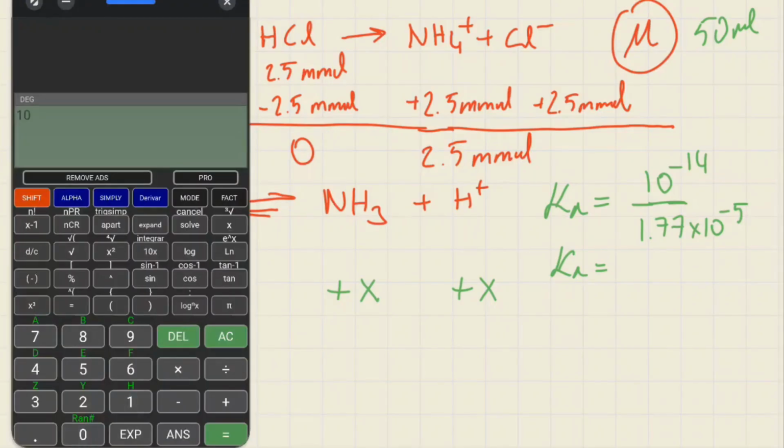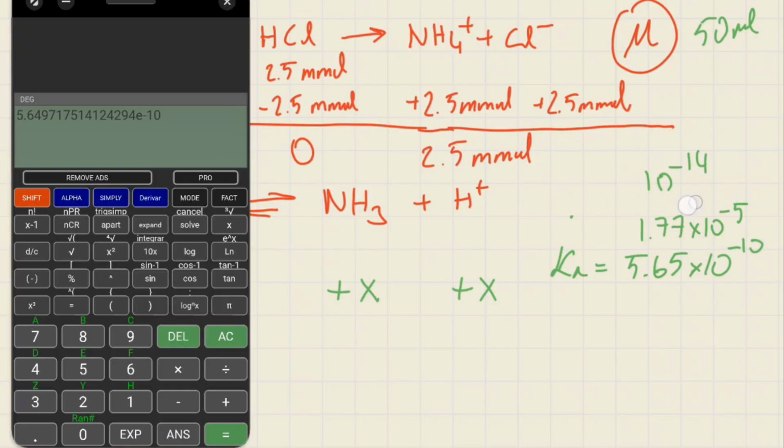10 to the minus 14 over 1.77 times 10 to the minus 5. So the Ka of this reaction is 5.65 times 10 to the minus 10. So this part was important.